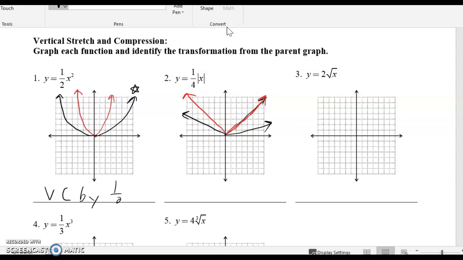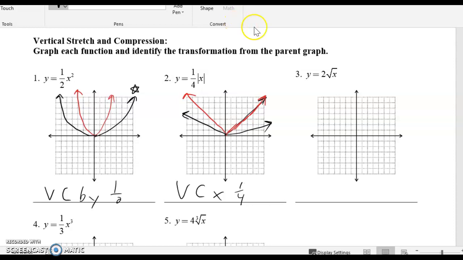It should be symmetrical. It's not quite symmetrical. It might be a little better over this way a little bit. But it's still a vertical compression by 1/4. The times means by. You can write the word by, or you can put an X that means by, multiplication. You're multiplying by a number.